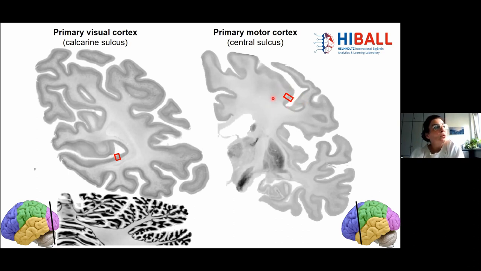What I'm going to do is show you the cytoarchitecture of this part of the brain here within the central sulcus. This would be the primary motor cortex. And I want to show you a detailed view of the cytoarchitecture within the calcarine sulcus, and that is the primary visual cortex, okay?